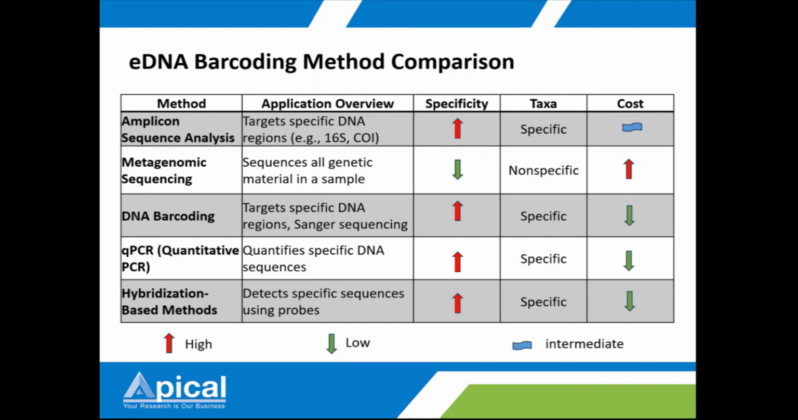DNA barcoding is quite similar to amplicon sequencing, except that this is more for a small scale. So you might focus on a few samples. It's similar to amplicon sequence analysis. The specificity and taxa size are similar, except that since you're working with a small number of samples, the cost is quite simple. Yes, we move on to the next approach.